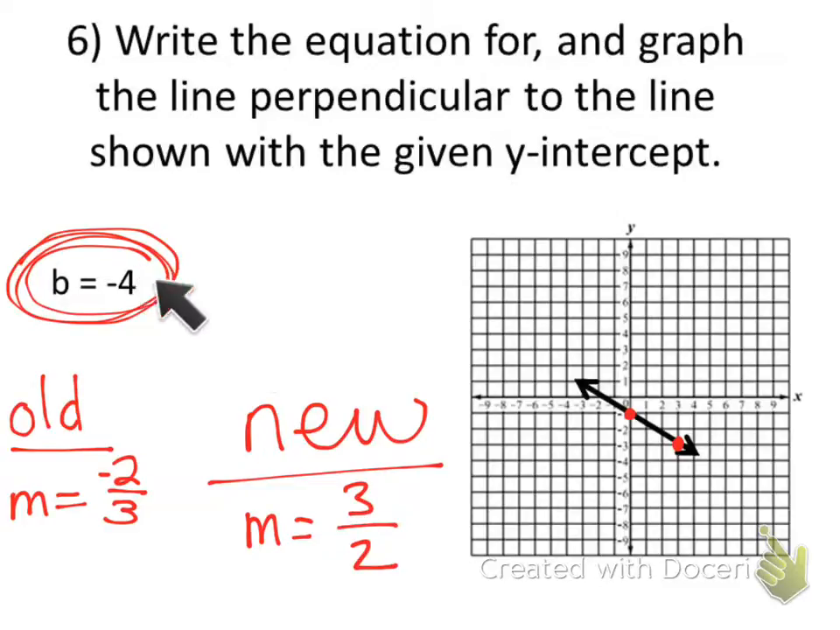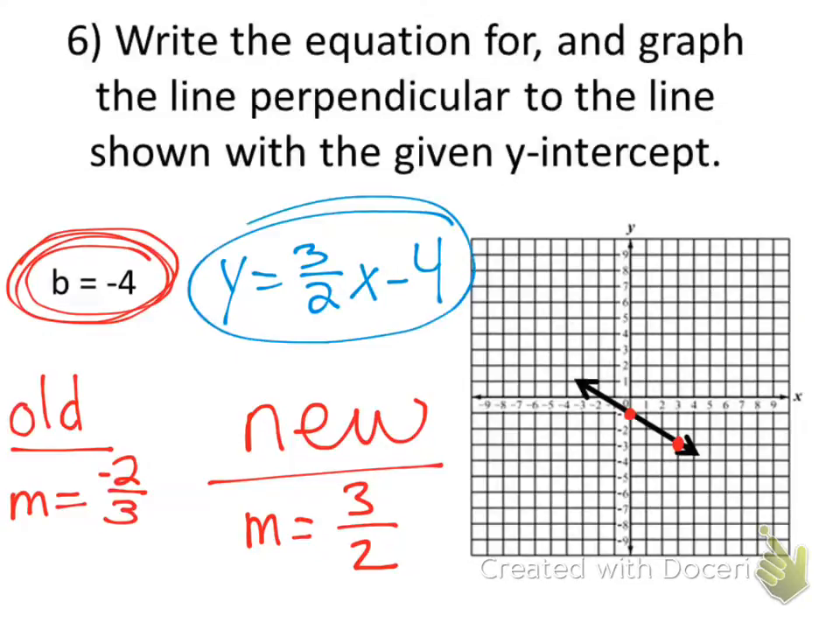So I have my b and I have my m. Can I write the equation? I can. What is it? Negative 4. Very good. This is where you can stop.